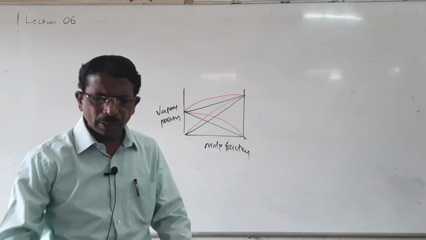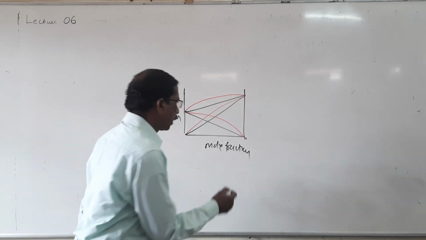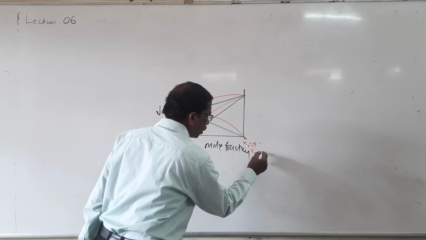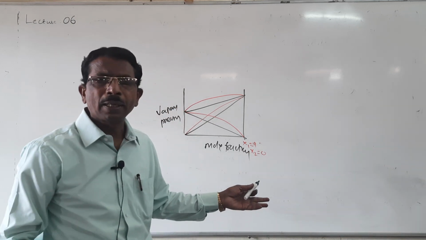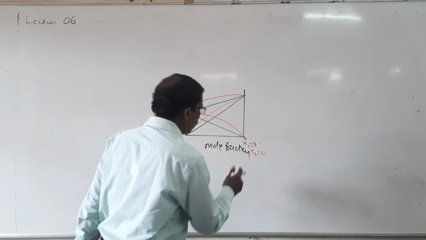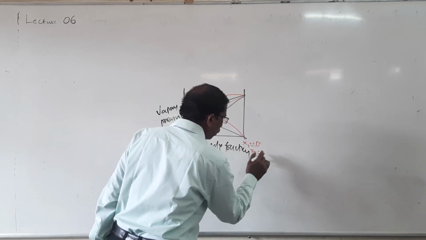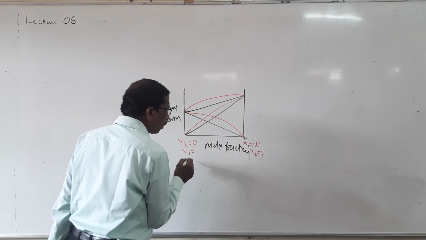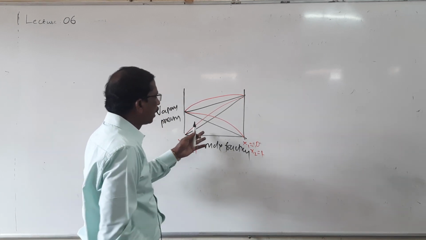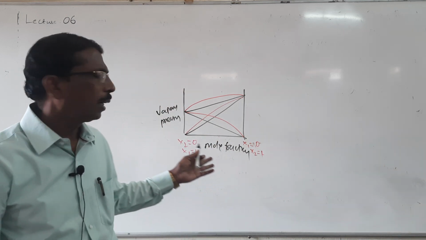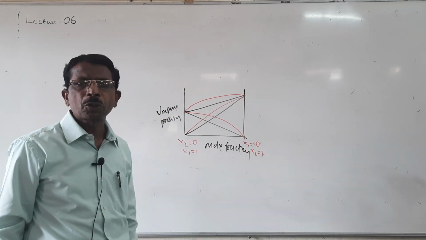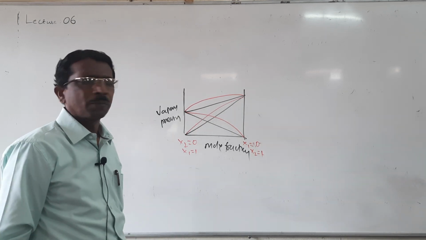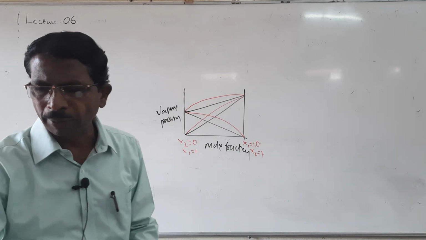So, here you may write the same thing. x1 is equal to 1 and x2 is equal to 0, or in a reverse manner also, x1 is equal to 0 and x2 is equal to 1, and the two components are there, P1 and P2. It is called a positive deviation. So here it is P total. Just draw the line, showing positive deviation.